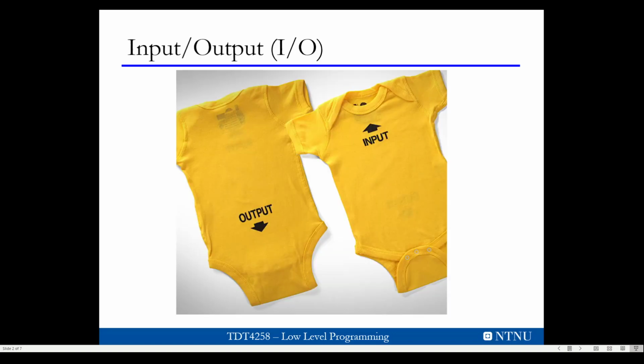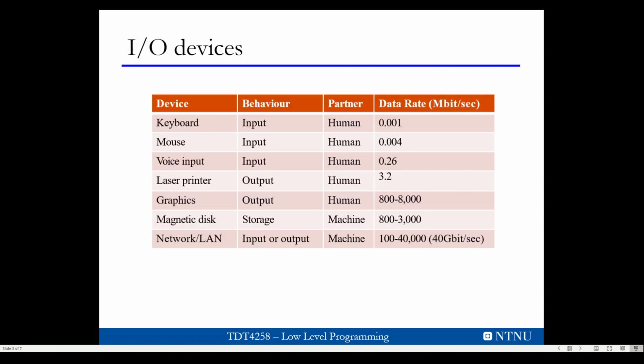So there is a variety of input-output devices available, and this slide shows the diversity. These devices differ from each other in different ways. For example, some devices are only input devices, such as keyboard and mouse. Some devices behave only as output devices, for example, printers and graphics. Whereas there are other devices that can behave both as an input and output device. An example is your network card.